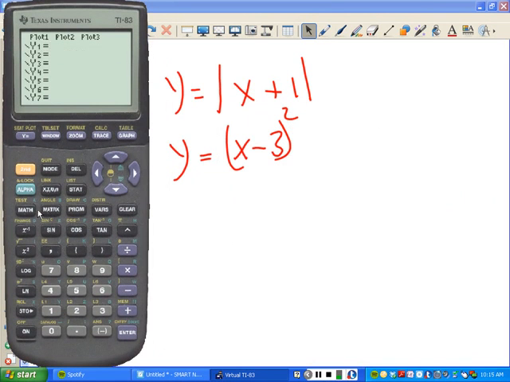So we're going to do math, number, absolute value. That's where the absolute value portion of the graph is. So the absolute value of x plus 1. And then we're going to do x minus 3 squared. X minus 3 squared. Hit graph.